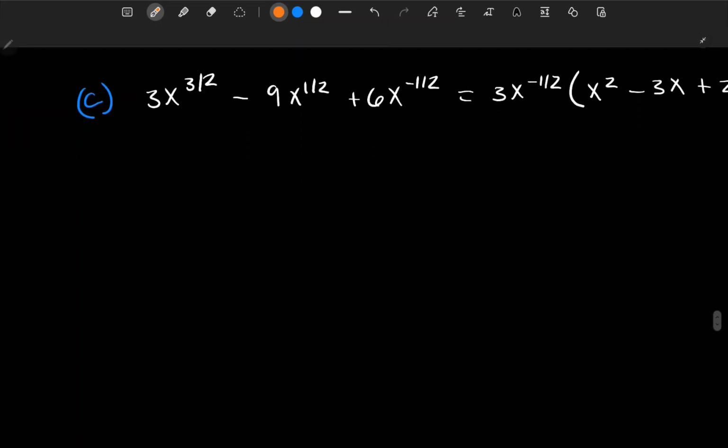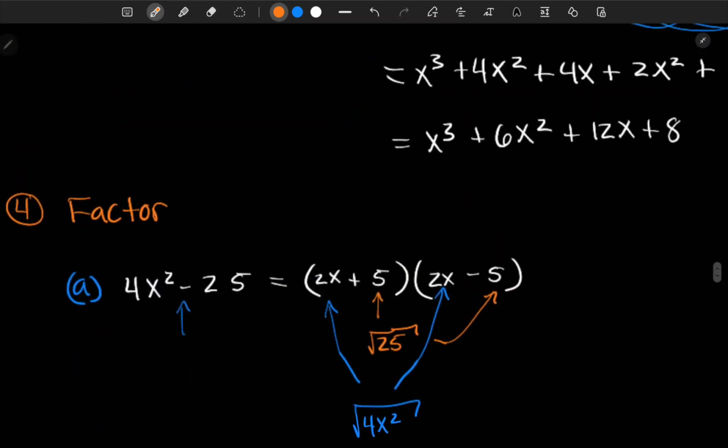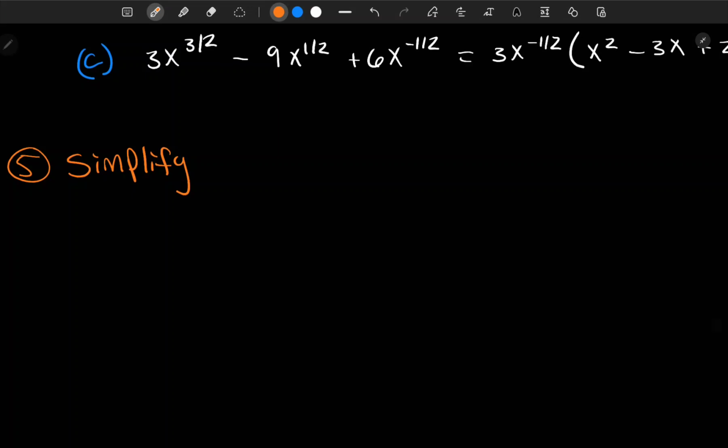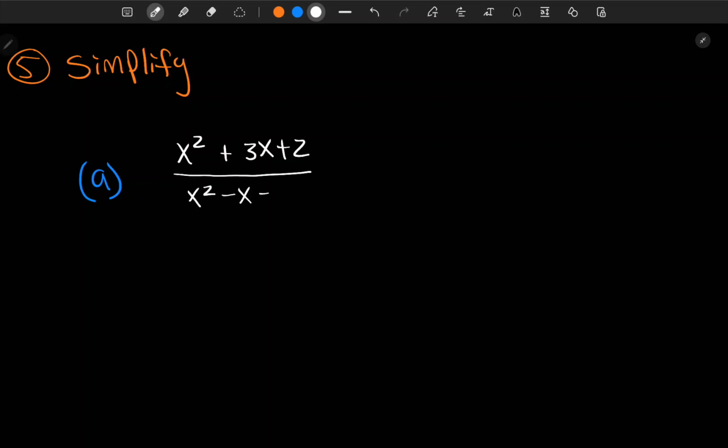Okay, and next, that was 4, so now 5, what we wish to do is simplify again, but this time in regards to rational expressions. So what I mean by that, for example, is you should be able to simplify the expression (x squared plus 3x plus 2) over (x squared minus x minus 2).